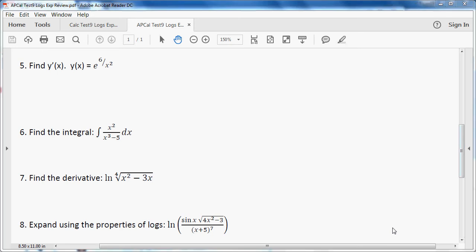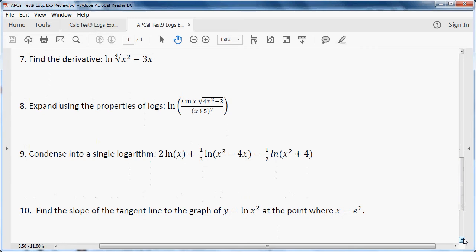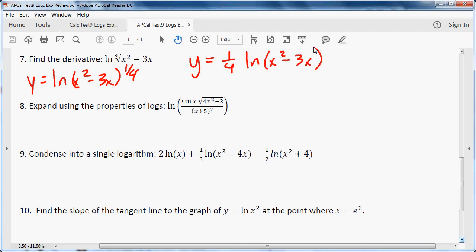Moving on to number 7, we're asked to find the derivative. Again, we want to use the properties first to make this simpler. We can rewrite the fourth root as an exponent of 1/4, and then I can move that 1/4 out front. That makes the derivative much simpler. Don't have to use the chain rule now. So when I take the derivative, I get the 1/4 out front. Then I do the derivative of the inside over the inside.